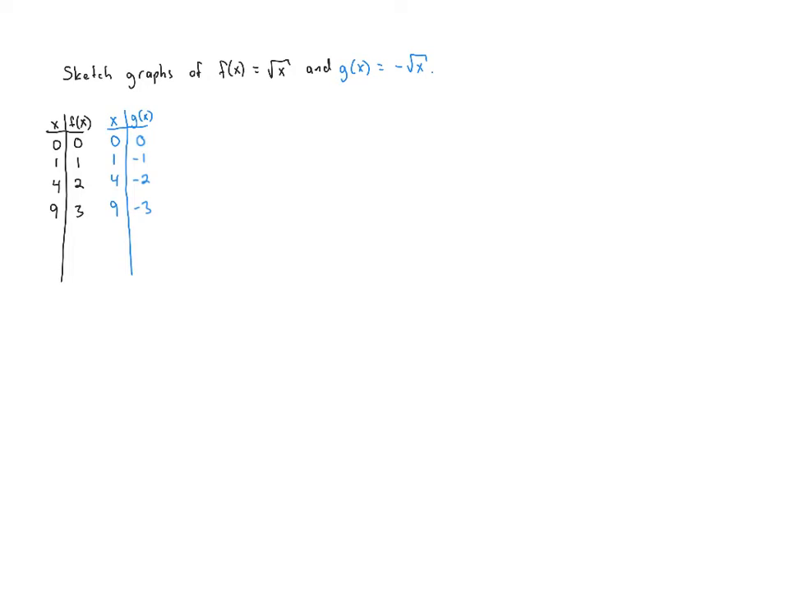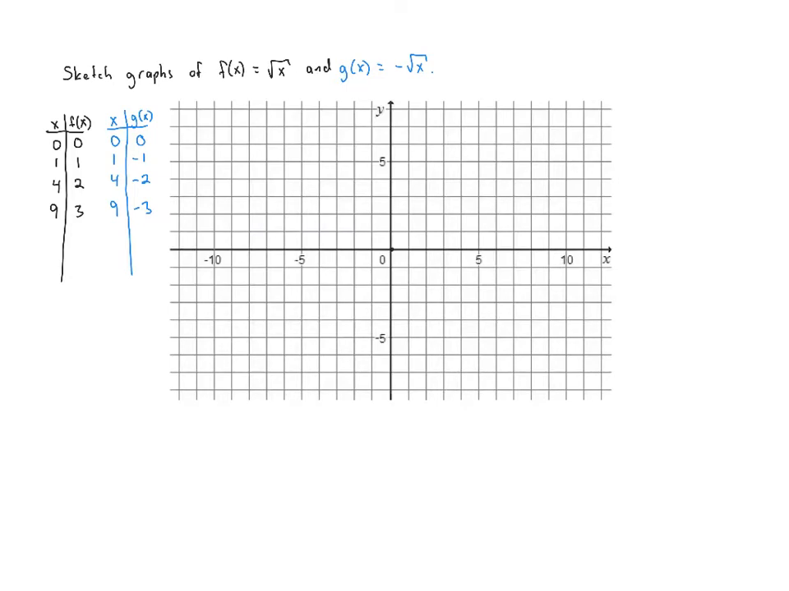Now let's get an xy plane. We'll graph both of these functions and see what this negative out front does to the graph. So for the square root of x, we've got 0, 0, 1, 1, 4, 2, and 9, 3. And we know that the graph looks like this, and it's effectively half of a parabola. Let's take a look at the graph of g of x, though. We've got 0, 0, we've got 1, negative 1, we've got 4, negative 2, and we've got 9, negative 3. And if we sketch this graph, we end up with kind of the other half of the parabola.